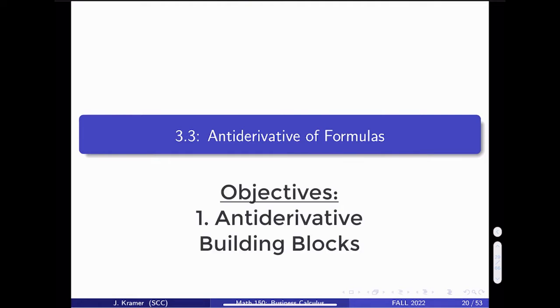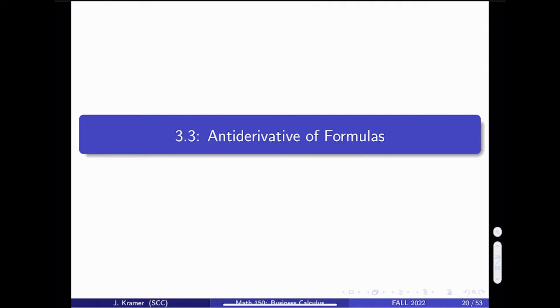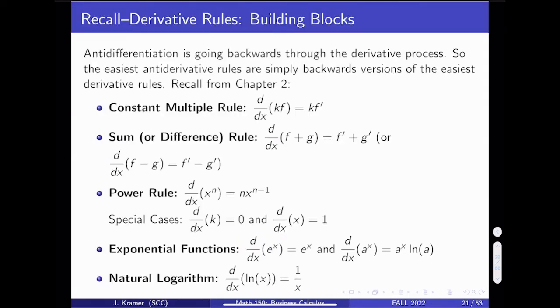This video will cover Section 3, Antiderivative Formulas. The objective of this video is to review the antiderivative rules, which are the building blocks of integration. Let's start by recalling the derivative rules, or our building blocks for derivatives.